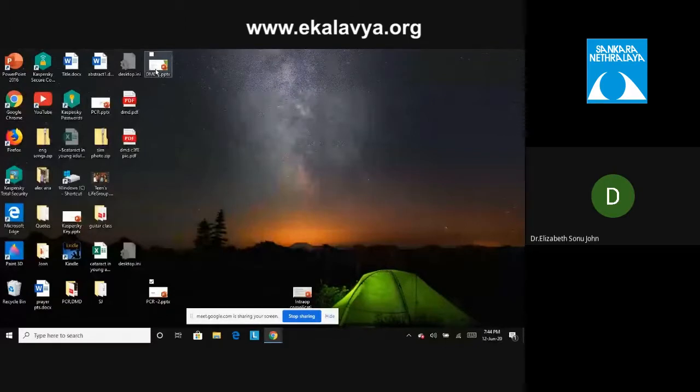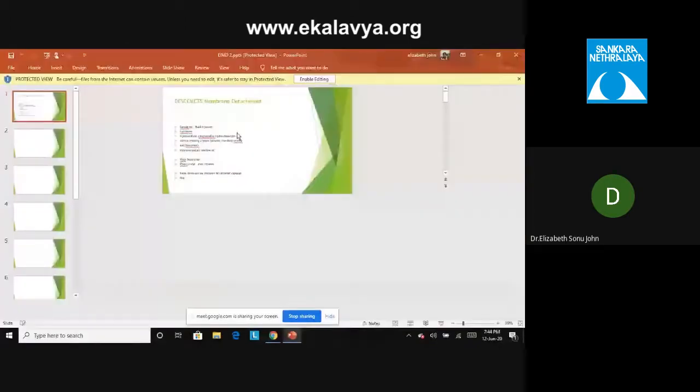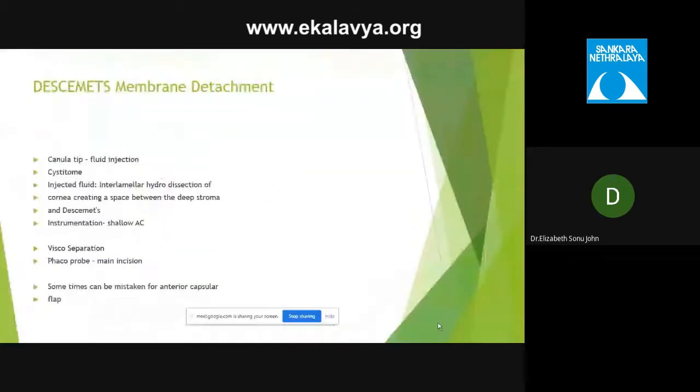Can anybody say the risk factors for Descemet's membrane detachment? Okay. One of the risk factors is old age, where your corneal endothelial count is compromised, or there's a corneal endothelial dystrophy, or pseudoexfoliative eyes, glaucomatous eyes. These are prone to Descemet's membrane detachment.